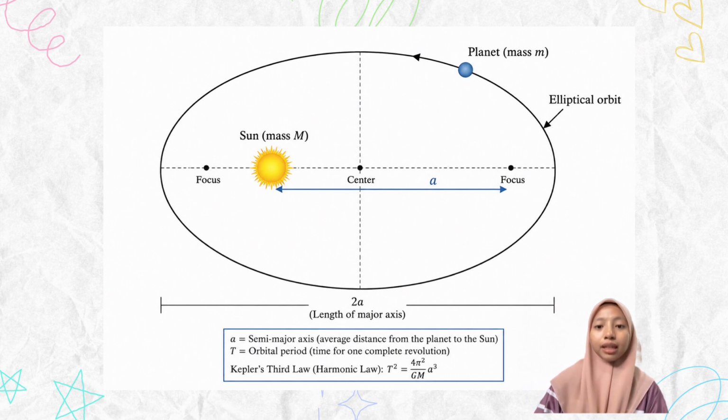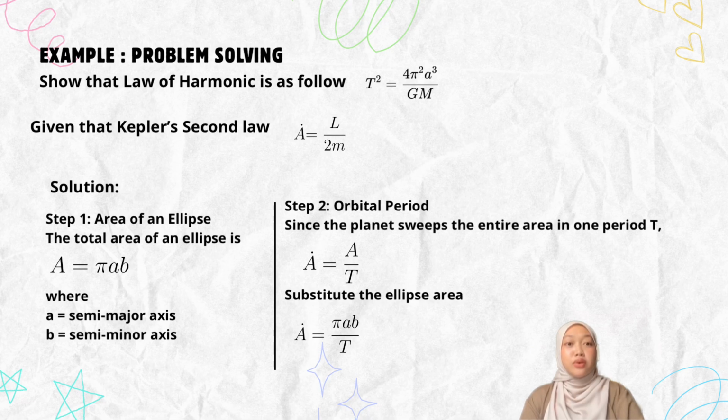Therefore, planets that are further from the Sun take a longer time to complete one orbit than planets closer to the Sun. In this example, I will show how Kepler's second law can be used to derive the law of harmonics, which is also known as Kepler's third law of planetary motions.